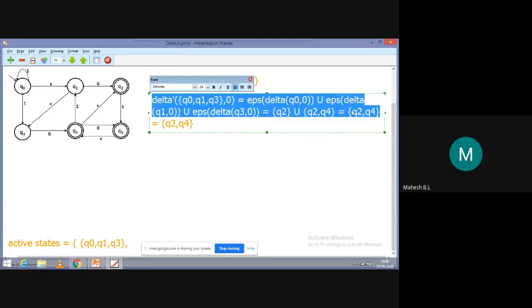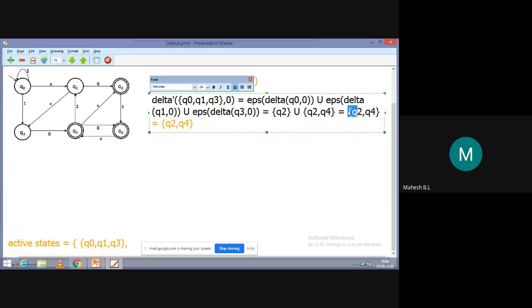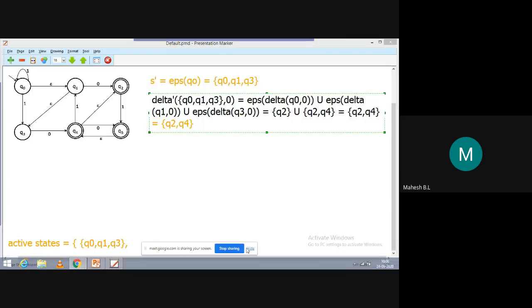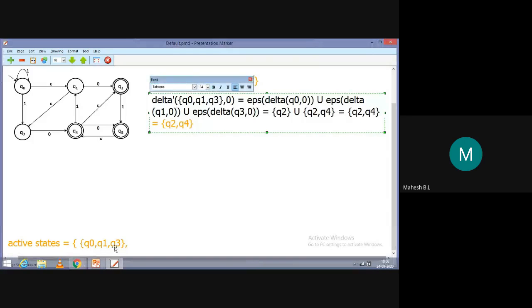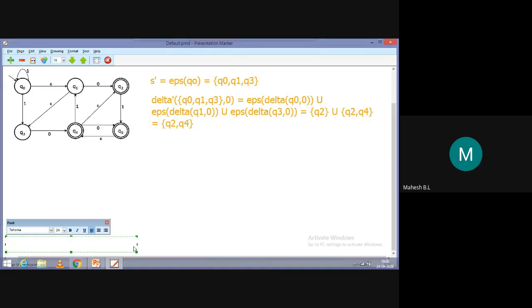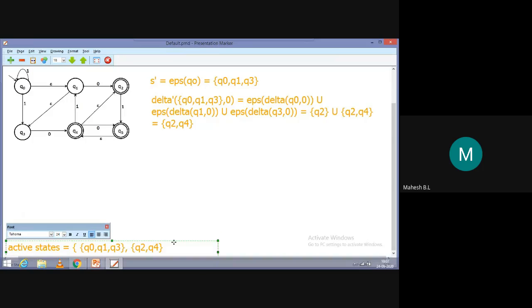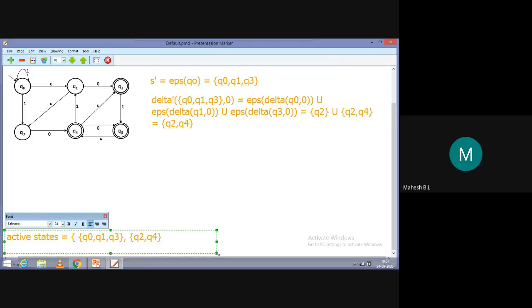So you need to add q2 comma q4 to the set of active states. Is q2 q4 appearing in the active states? No. That's why q2 comma q4 should be added to the set of active states. Yes, now we have two states in the active states.